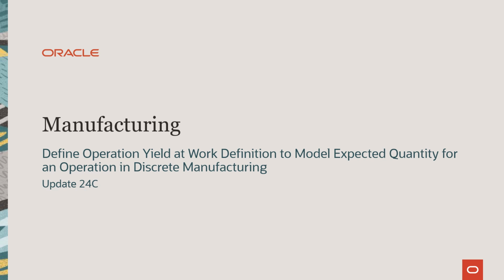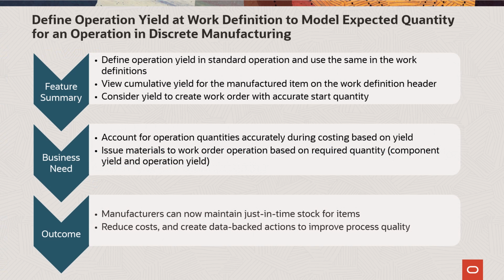Welcome to the demo of the 24C feature, Define Operation Yield at Work Definition to model expected quantity for an operation in discrete manufacturing in Oracle Fusion Cloud Manufacturing. With this enhancement, you can now define operation yield while creating a standard operation and use the same in the work definition. You can view cumulative yield for the manufactured item on the work definition header.